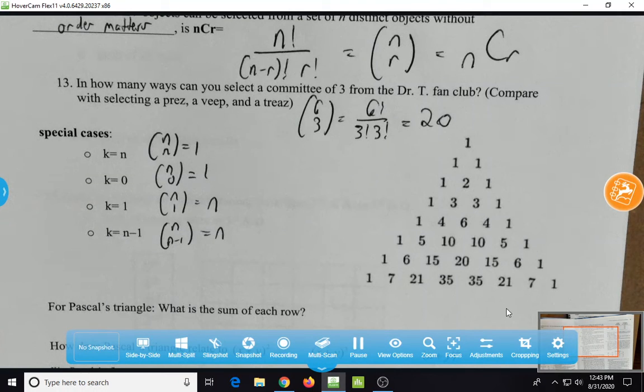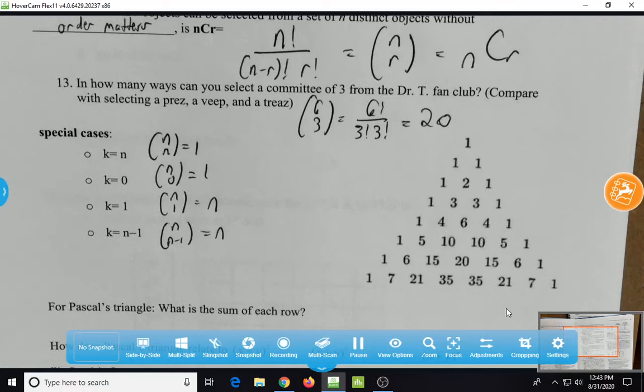The very top is 0 choose 0. Then I've got 1 choose 0 and 1 choose 1. 0 choose 0 is kind of the tricky one, so you may not think about that. So this is 1 choose 0, which is 1, and 1 choose 1, which is 1. And the next one is 2 choose 0, 2 choose 1, 2 choose 2. So 1, 2, 1. And then 3 choose 0, 3 choose 1, 3 choose 2, 3 choose 3.